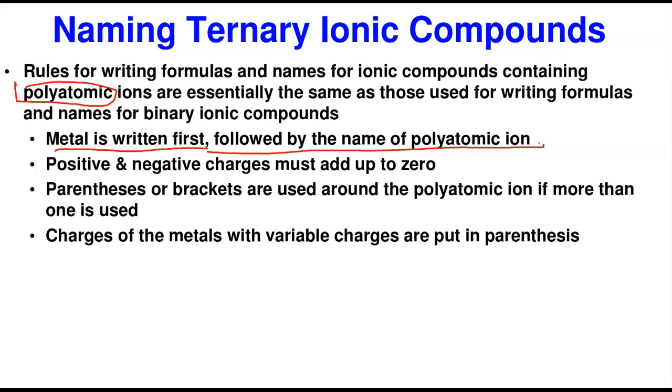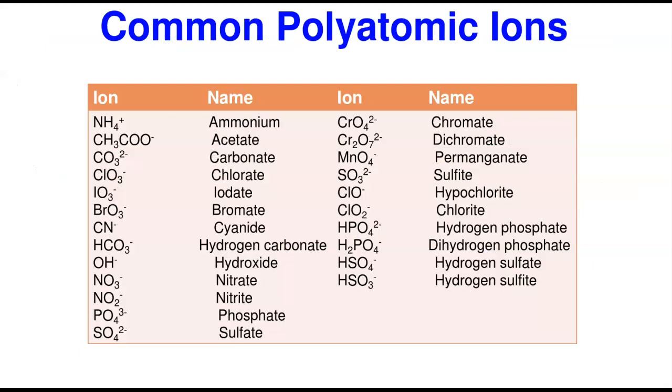The difference here is that you have to recognize this polyatomic ion and memorize them. I'm going to give you a list of those you need to memorize in my worksheet. Now, if the polyatomic ion occurs as more than one unit, you must use a parenthesis or a bracket to show that. We're going to see that as we move on. And then again, the charges of the metals. If you have a metal that belongs to the transition metals, you have to specify the charges of those metals as well. So let's try those with these examples.